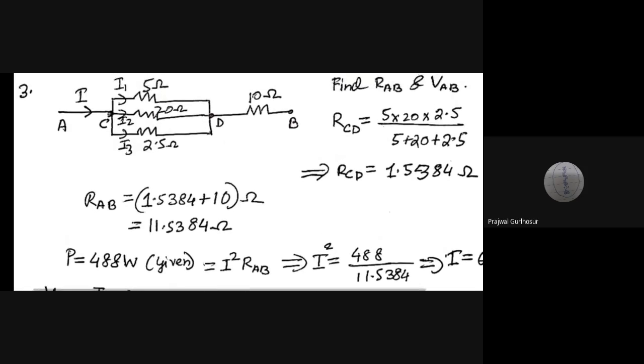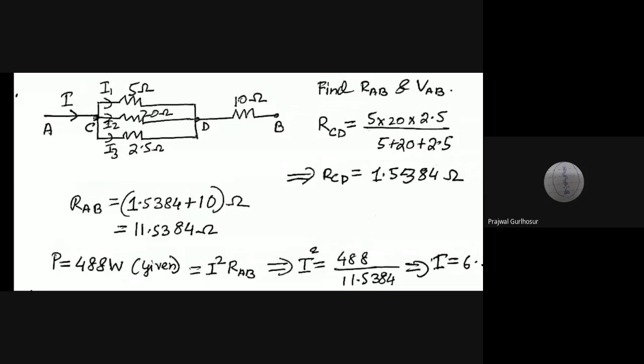Now next, the power is given. P equals 488 watt is given. So that means what? Power, or 488 watt, is I square R_AB.